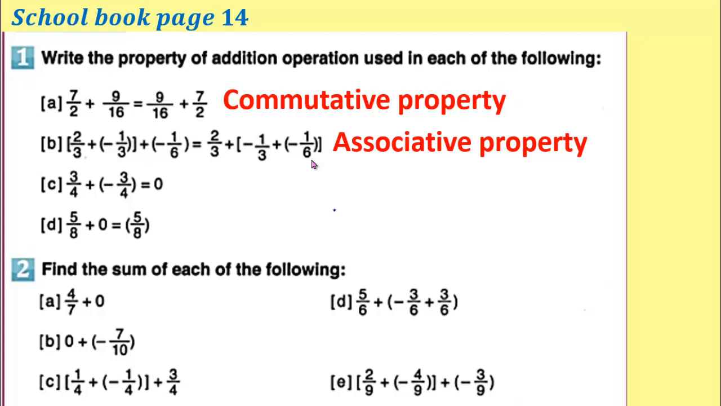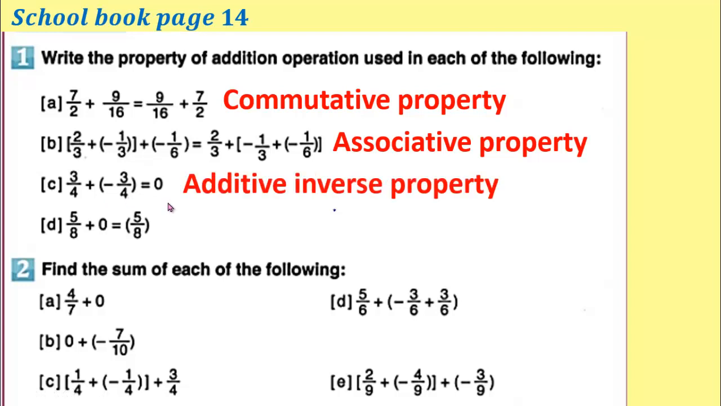property. Number C, 3/4 plus negative 3/4 is equal to 0. I have a number and I added it to its inverse, so I got the result of 0. Adding the number to its inverse, this is additive inverse property.